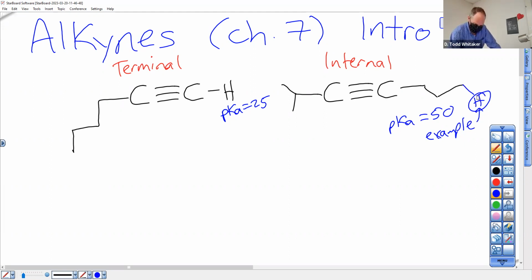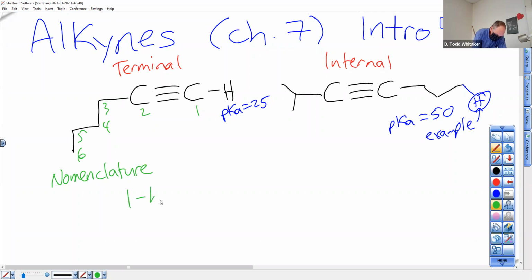Naming, nomenclature. In green, 1, 2, 3, 4, 5, 6. I don't think nomenclature is going to take a lot of time. What's the only new thing in that name that you didn't use before? The Y, exactly. And the Y means what? Alkyne, which is what kind of bonding between two carbons? 3 bonds, 1 sigma and 2 pi's, right?